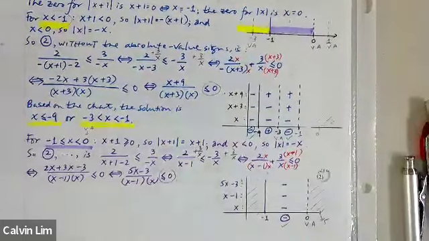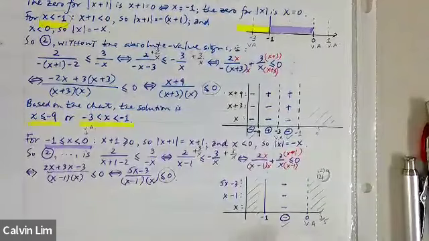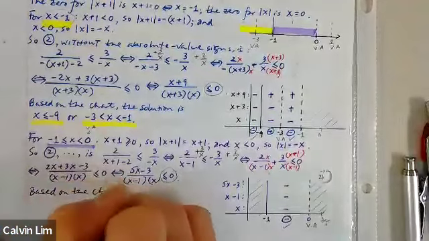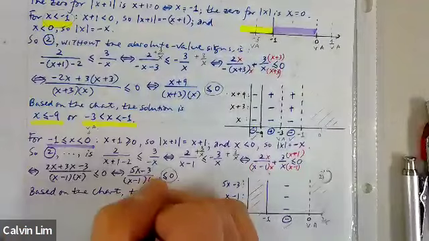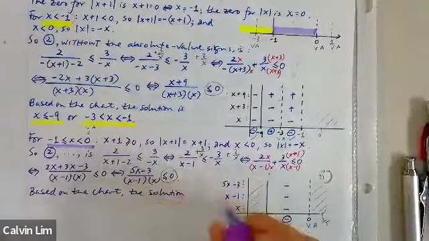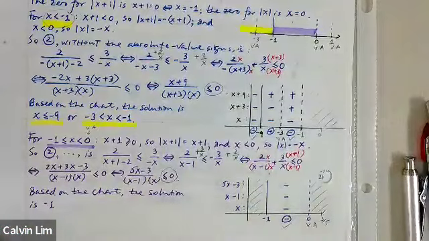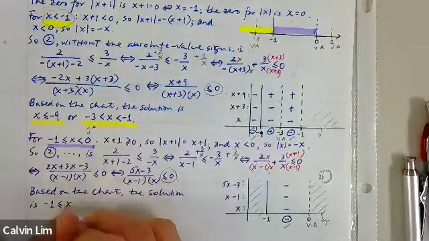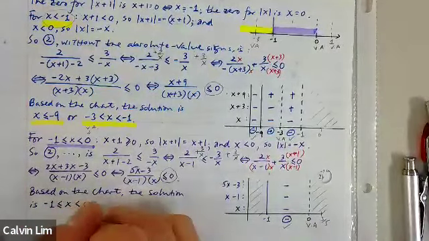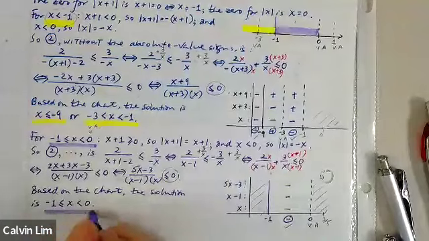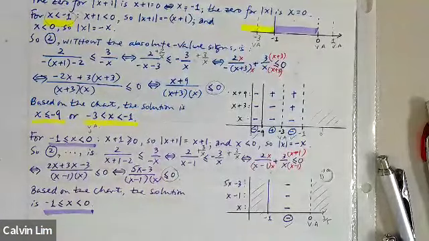Right there, right? So this entire region is the solution. So based on the chart, the solution is -1. Do we include -1? We include it. And 0. That is the solution for this region. All of it, right.